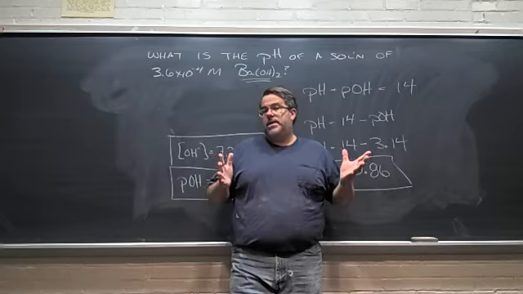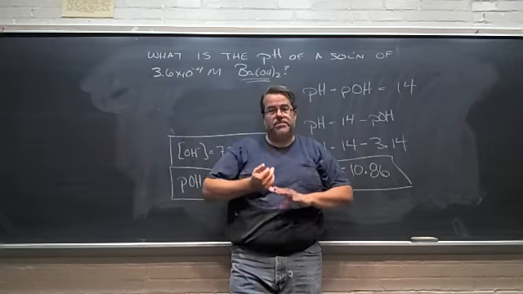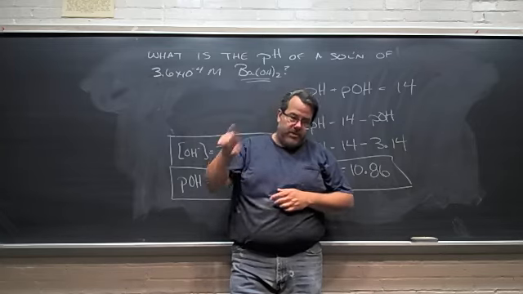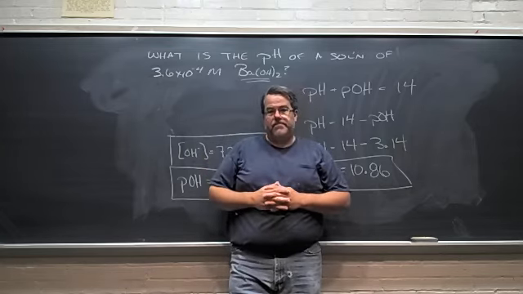Okay. Other than that, it's pretty straightforward. You just get the H plus concentration or the hydroxide concentration, and then just work your way around the wheel of acidity to calculate whatever you need.